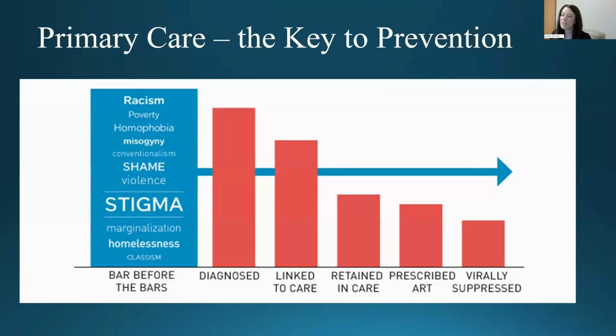So we have lots of things that happen in a person's life before they discover that they may be living with HIV, right? Like they can experience significant amounts of stigma, violence, shame, homelessness, racism, poverty, all of those things that make it difficult for a person to receive and stay engaged in care, and affect our ability to diagnose them with HIV. And this is where primary care can have a really large impact in the community.